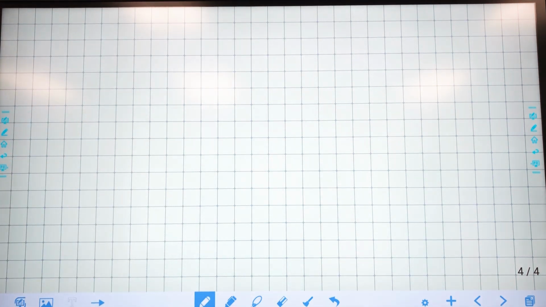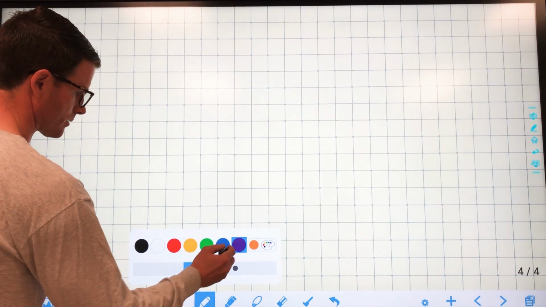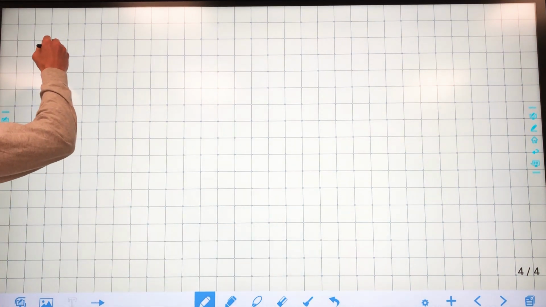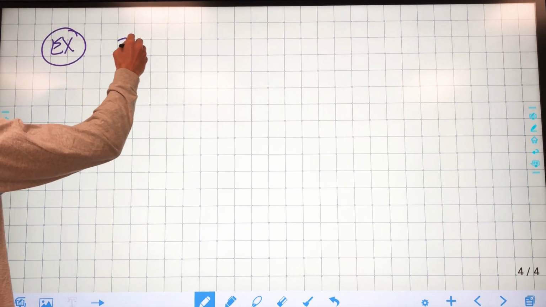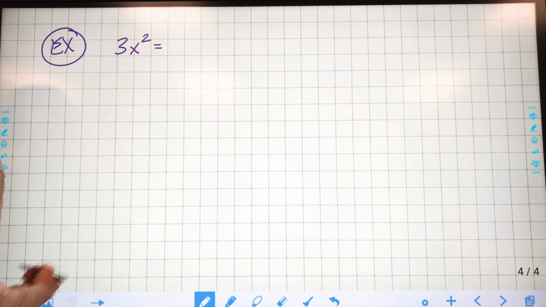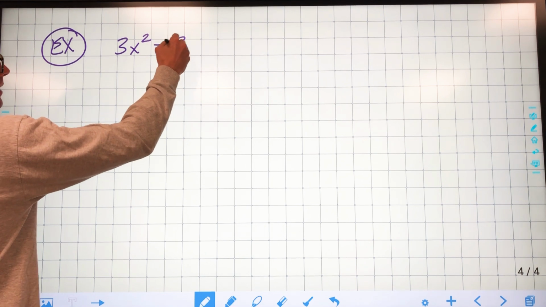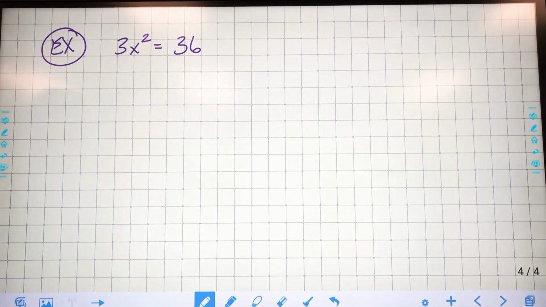So let's go with 3x squared equals 36. Change color, we'll go purple. So, example: 3x squared equals 36. Okay, so I'm going to pause it here. Well, not pause, but if you want, take some time, pause the video at home, see if you can figure this one out before you move on, all right? But again, here we go.